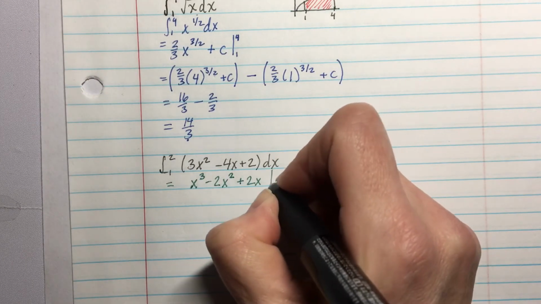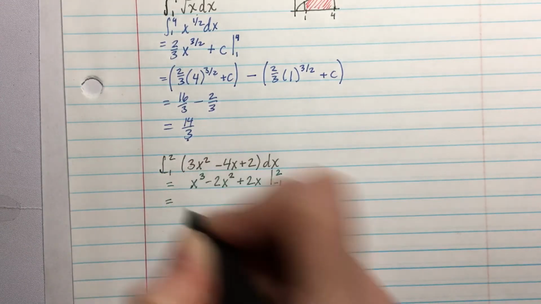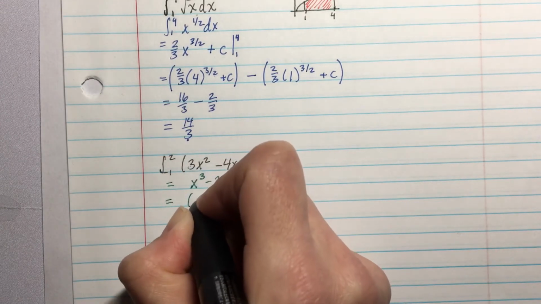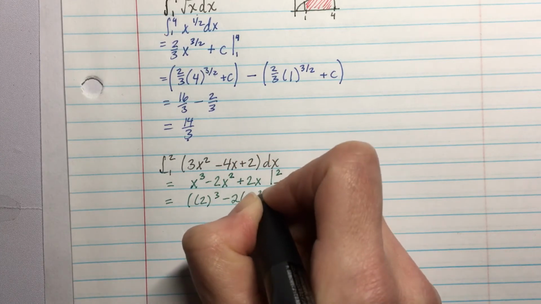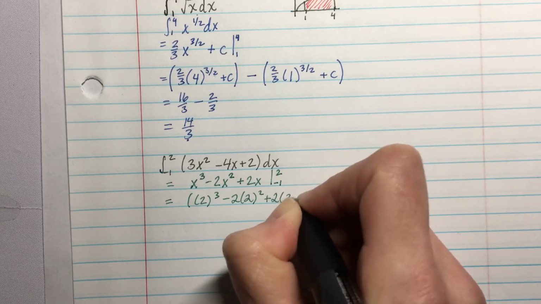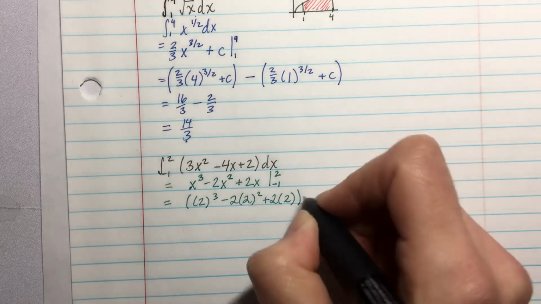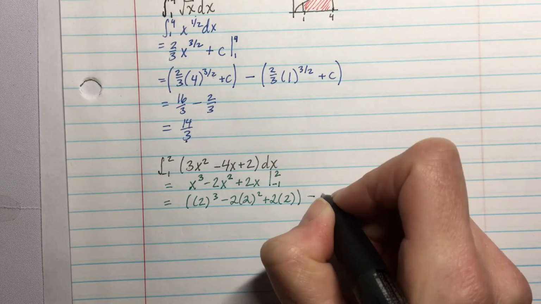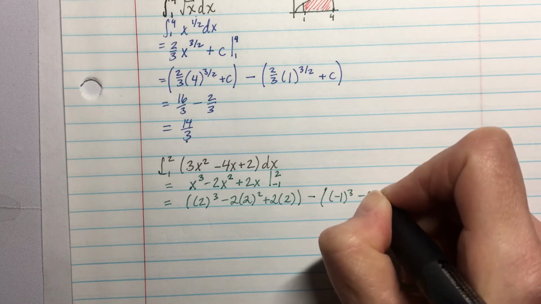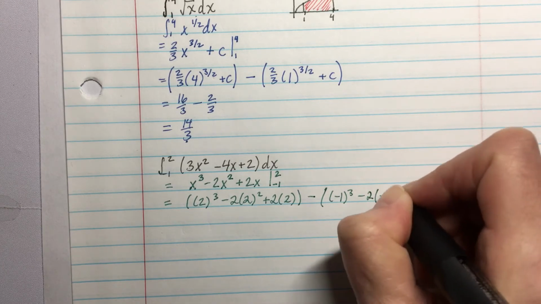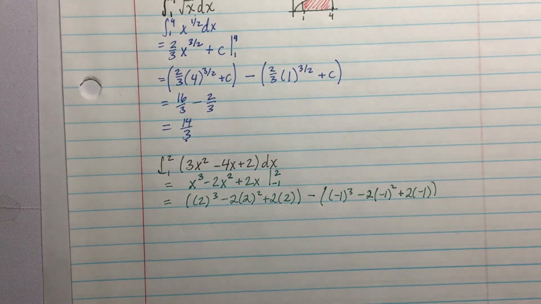I will throw my vertical bar and the -1 and the 2 at the end. Now I just simply plug in my 2, so I have 2 cubed minus 2 times 2 squared plus 2 times 2. There are too many 2's in this problem. You're welcome. Okay, minus, I'm throwing a parenthesis down, and then -1 cubed minus 2 times -1 squared plus 2 times -1.